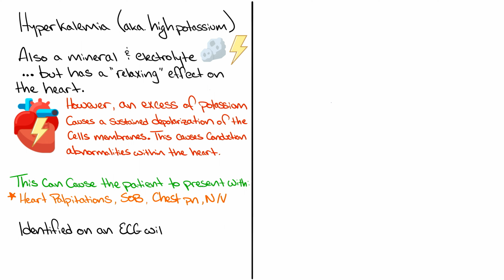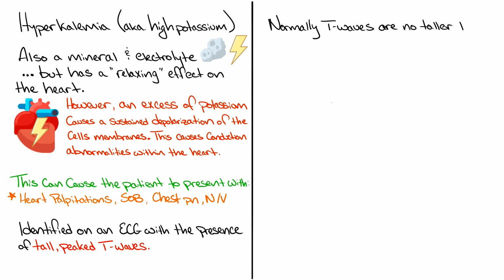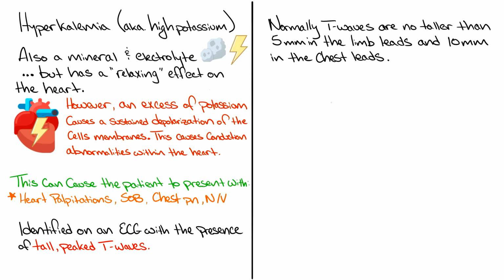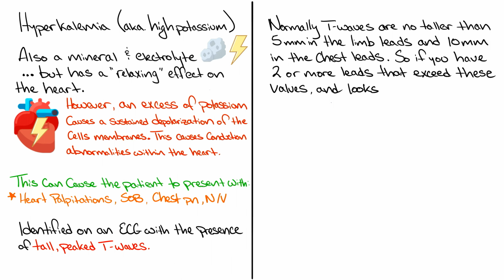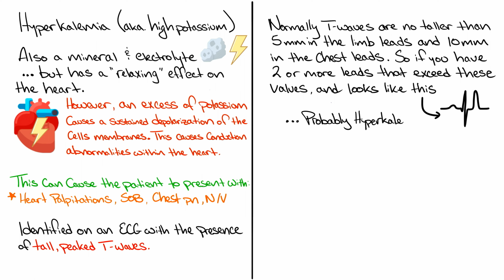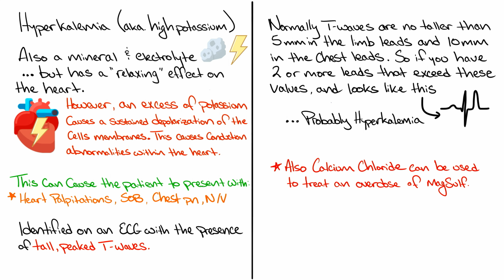Hyperkalemia can be identified on an ECG by the presence of tall, peaked T waves. Normally, T waves are no taller than 5 millimeters in the limb leads and 10 millimeters in the chest leads. So if you have 2 or more leads that exceed these values and looks like this, it's probably hyperkalemia. And just as a bonus note, calcium chloride can also be used to treat an overdose of magnesium sulfate.